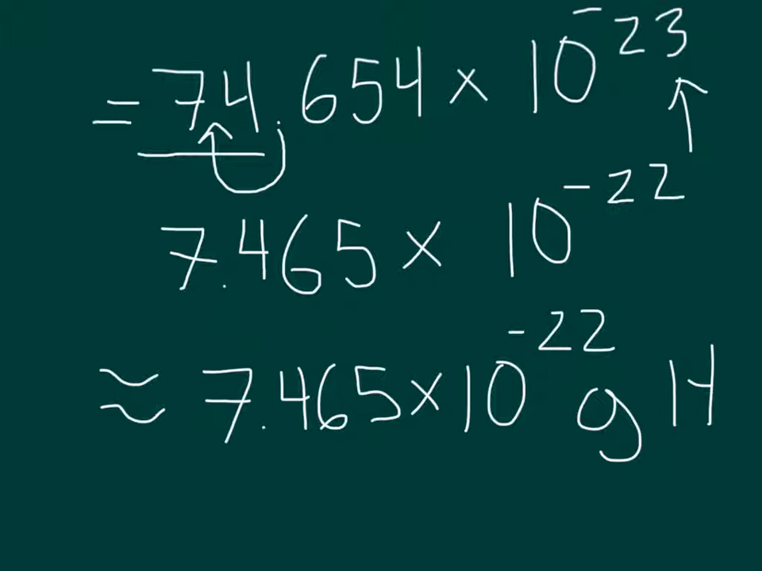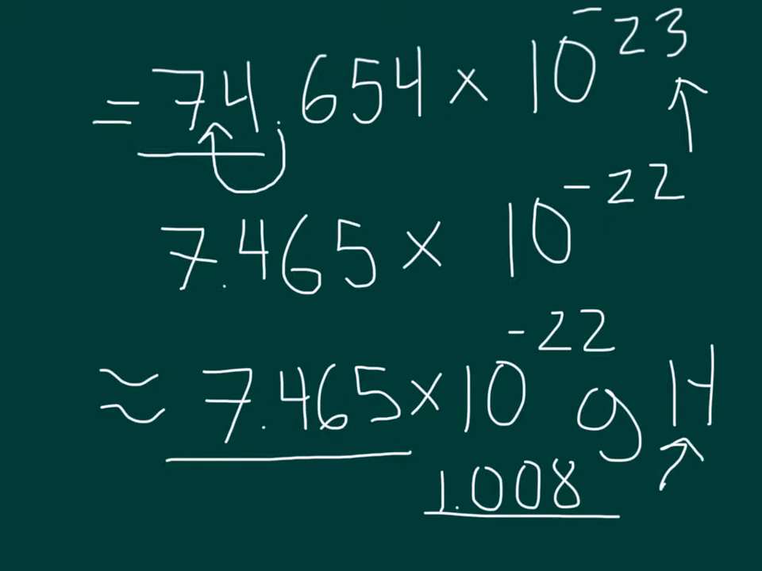The reason I have 4 significant figures in my answer is because our smallest number of significant figures is the atomic mass of hydrogen, which again is 1.008, which is 4 sig figs, just like the 4 sig figs we see here.